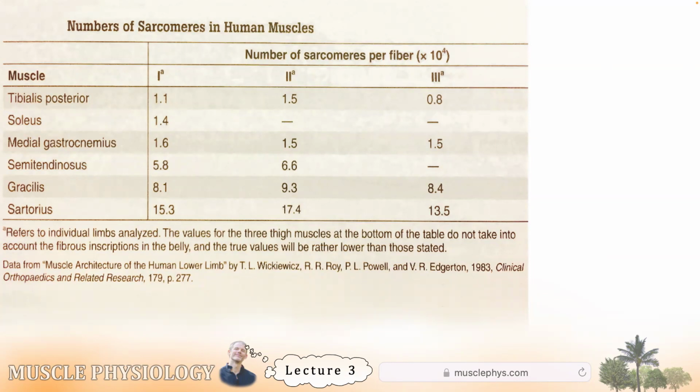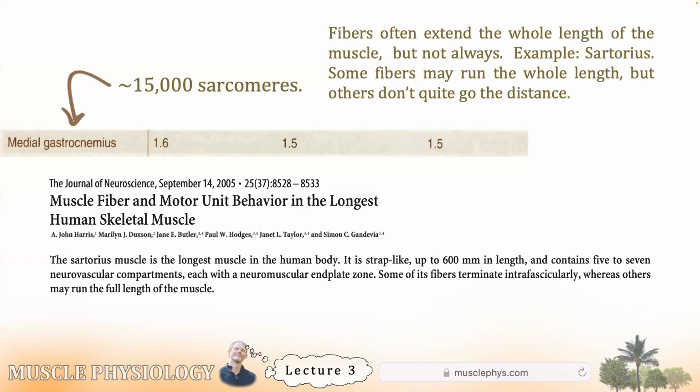The gracilis is long too. That's a long adductor. Semitendinosus is a long hamstring muscle. So there's lots of sarcomeres in those. But the medial gastroc, which we talked about earlier, has about 15,000 sarcomeres, multiplied by 2.2, that'd be 33,000 micrometers, 3.3 centimeters. That's about 1.3 inches, so it's not that long of a muscle fiber.